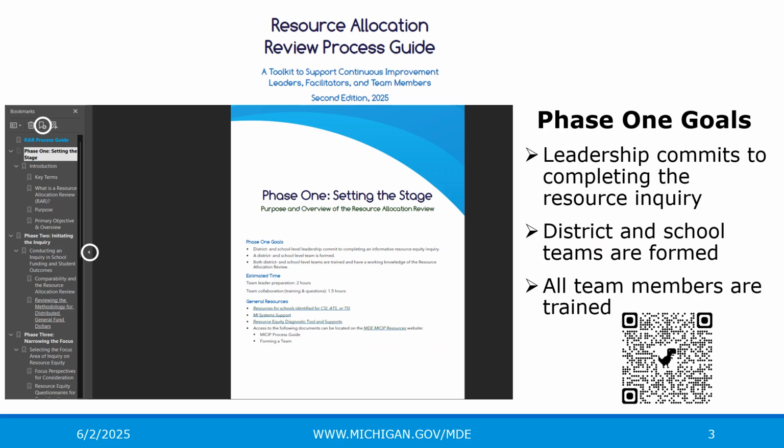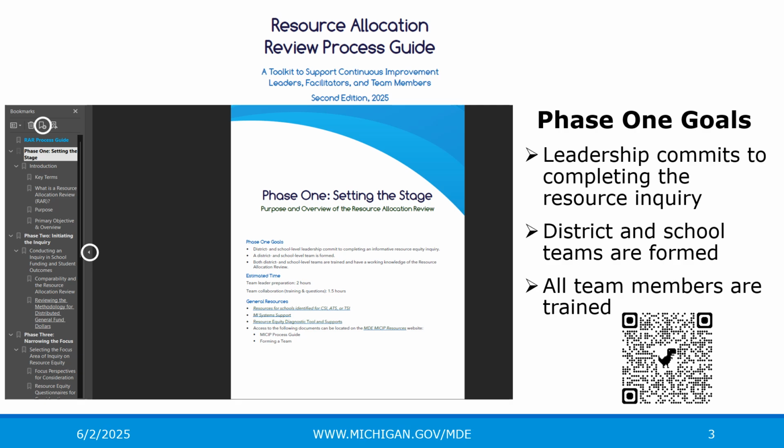The Resource Allocation Review Process Guide is located on the MDE website titled Resources for Schools Identified for CSI, ATS, or TSI, and may be accessed by using the QR code on the lower right corner of this slide. The document is tabulated for navigating each of the 6 phases of the process. Each phase has a single-page summary that provides the goal to be accomplished, an estimated amount of time for completion, and links to some resources that may be helpful throughout the phase.